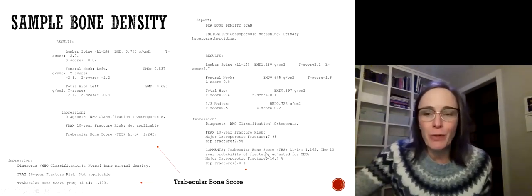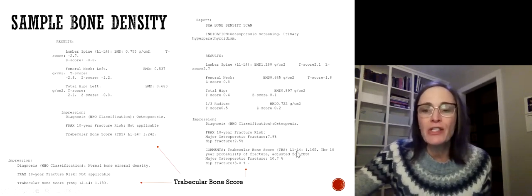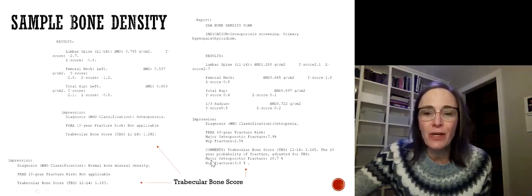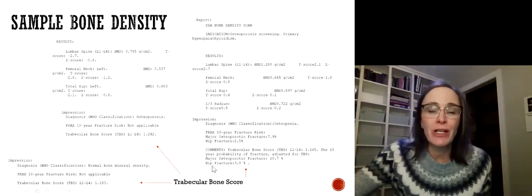Well, they added a trabecular bone score. So basically what it says is the bone score is a negative 1.165. What trabecular bone score does is it adjusts your FRAX. And they calculate this right in. And basically what they said is, okay, now your chance of a major osteoporotic fracture in this patient is 10.7. So it still doesn't meet our 20%. Look here, it elevated our FRAX score.